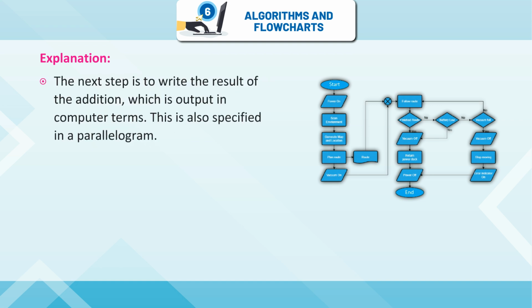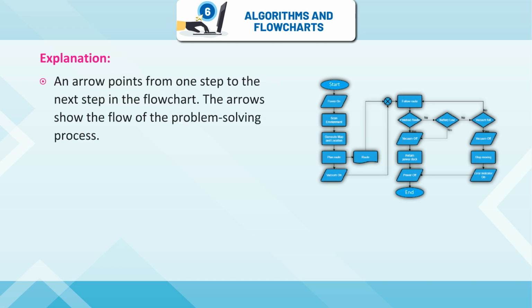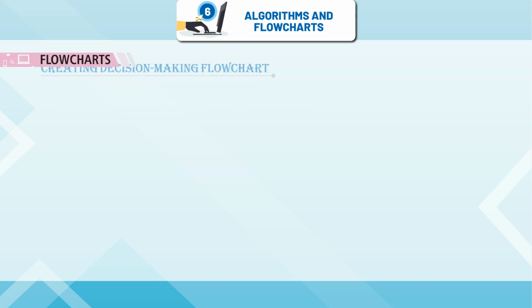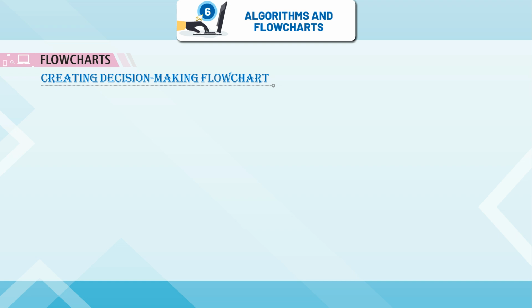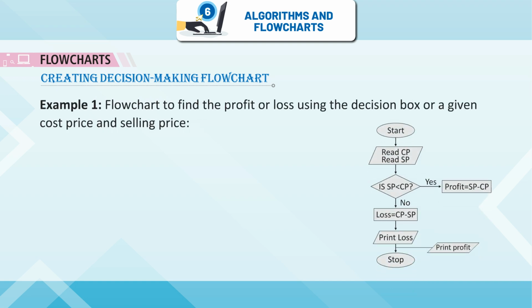The next step is to write the result of the addition, which is output in computer terms. This is also specified in a parallelogram. An arrow points from one step to the next step in the flowchart. The arrows show the flow of the problem-solving process. Creating decision-making flowchart.